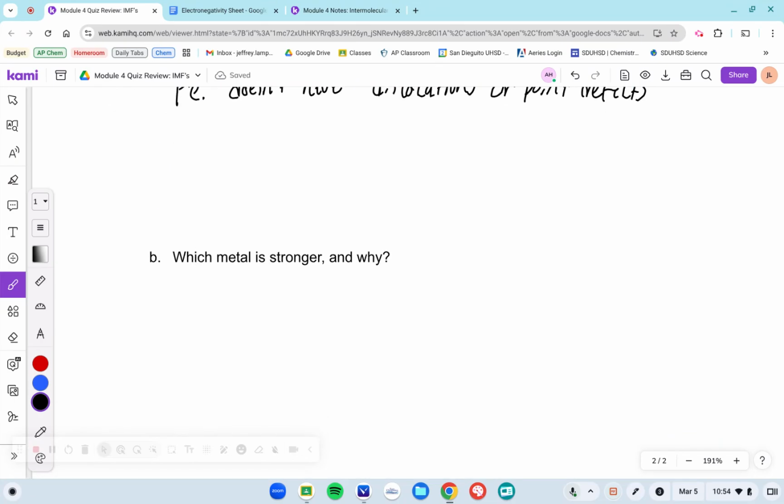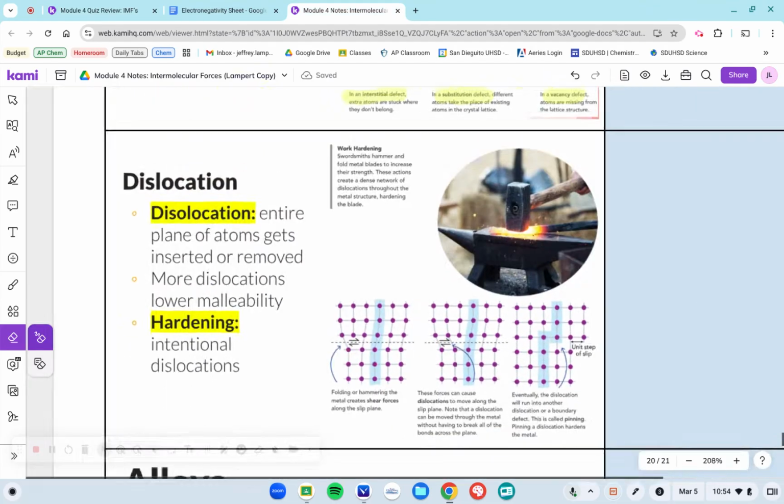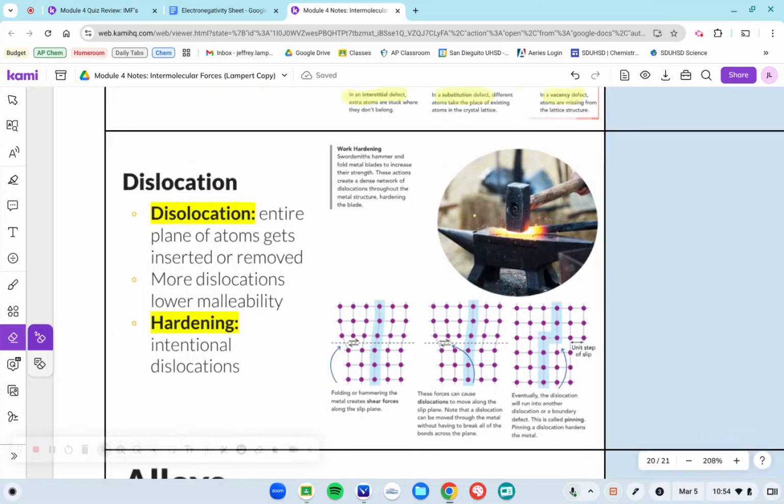Now on for number 7b, which metal would be stronger and why? So again, this goes back to our properties. When you have an alloy, specifically an interstitial alloy, that typically makes the metal stronger. So in this case, the alloy would be stronger. So the steel is our answer. Now, as to why that is, again, we can go back here. So dislocations cause a metal to be less malleable.